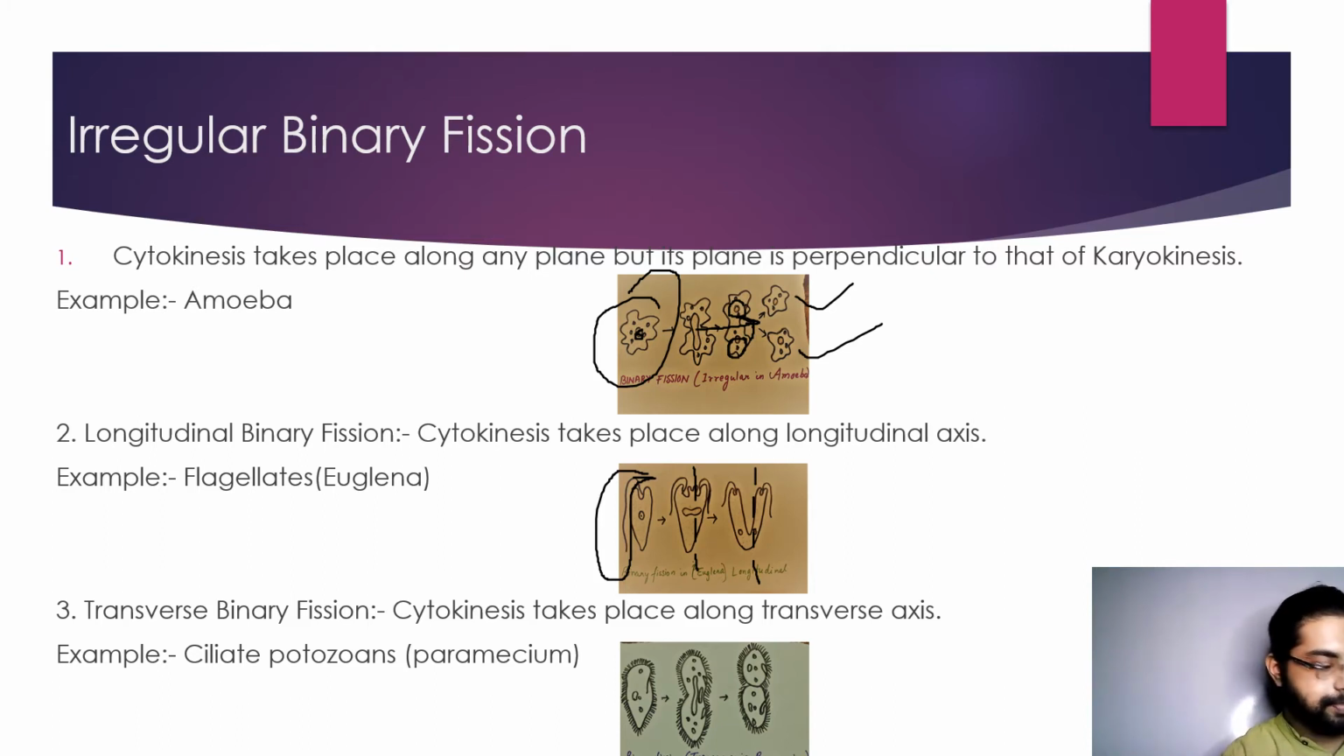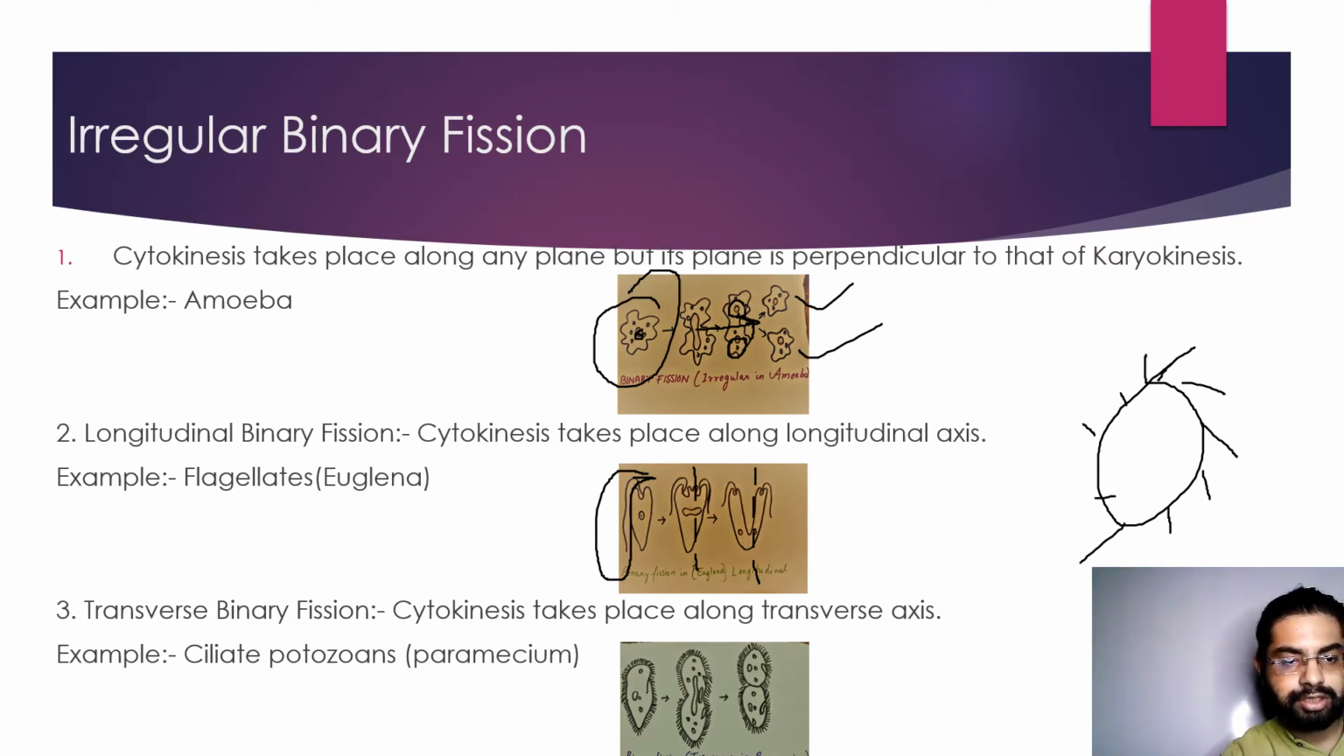And transverse binary fission means cytokinesis takes place along the transverse axis. It is found in ciliate protozoans, means organisms which have cilia outside their body. Ciliate protozoans perform this type of binary fission. This is similar to, you see, amoeba, here in this structure, same as this.